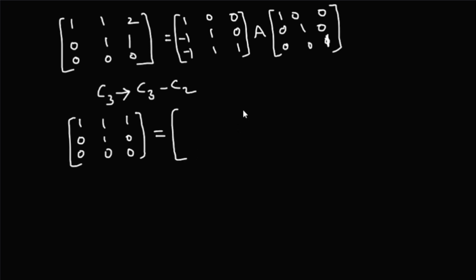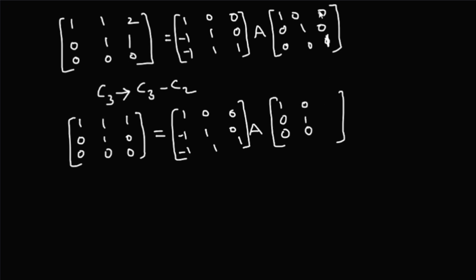Here there are no changes to this prefix matrix because it is a column operation. It should be performed on the postfix matrix. Here I write it as 1, 0, 0, minus 1, 1, 0, minus 1, 1, 1. And because it is a column operation, C3 minus C2. So I write 1, 0, 0, 0, 1, 0. C3 minus C2 is 0, 1 minus 0, minus 1, 1 minus 0.